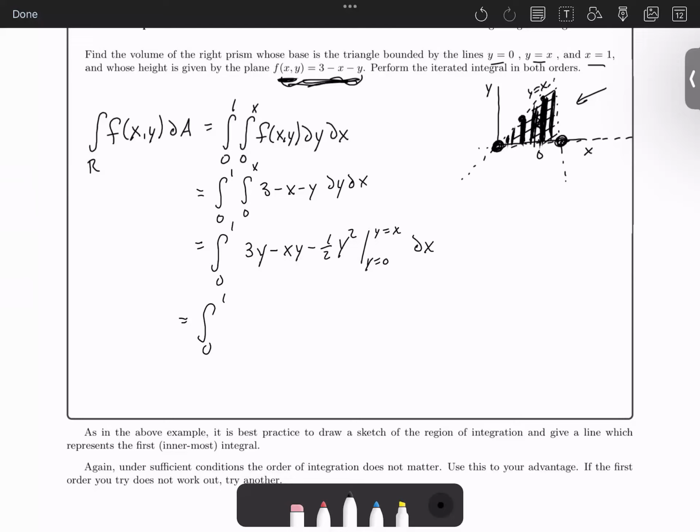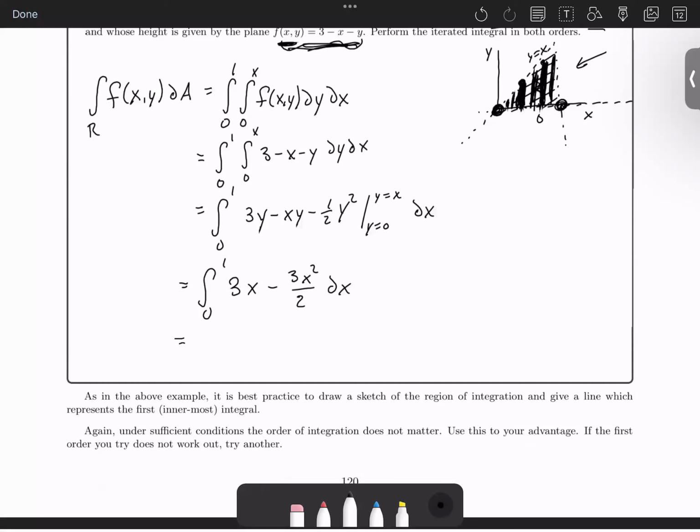Okay, so when we do this, we're going to get 3x minus 3x squared over 2, which we will then integrate in the x. So this right here gives me the lengths of these vertical lines that we've drawn. And I'll take those vertical lines and I will integrate them across the x direction to fill my space.